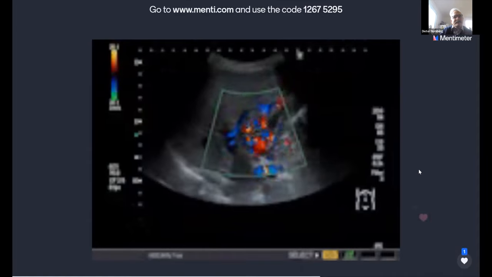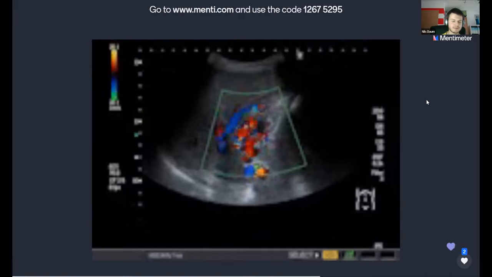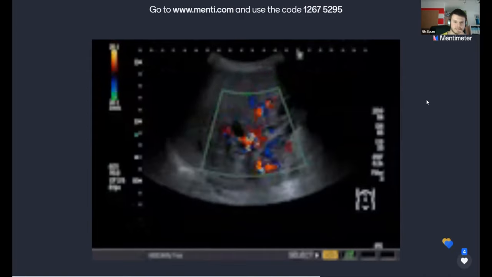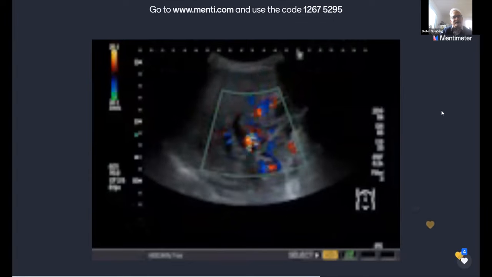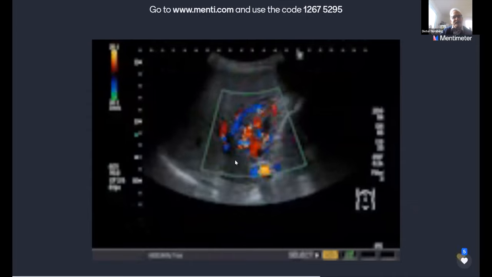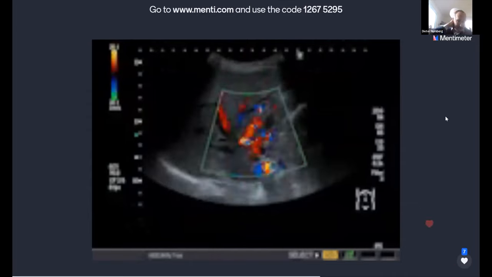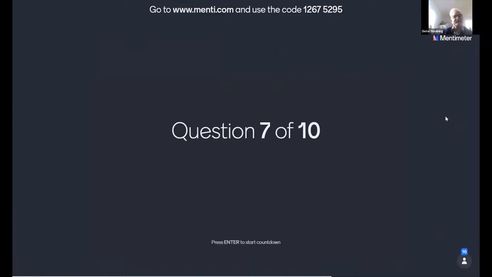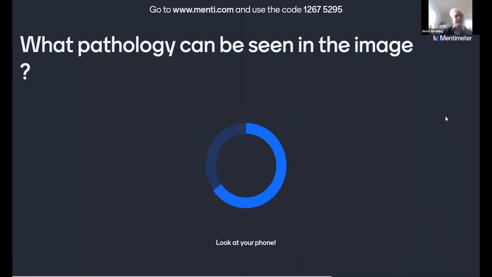I think it needs a little bit more time to have a better frequency here. That's not so sharp, but you can see a lot of colored vessels in the hilum of the liver. What does it mean? And we come to the question. A little bit of ascites, was it? Yes. What pathology can be seen?